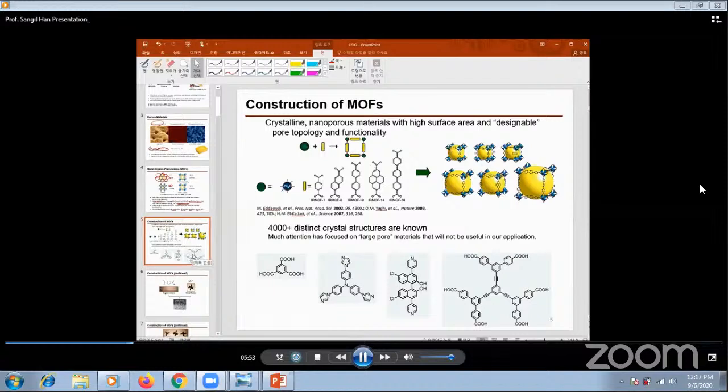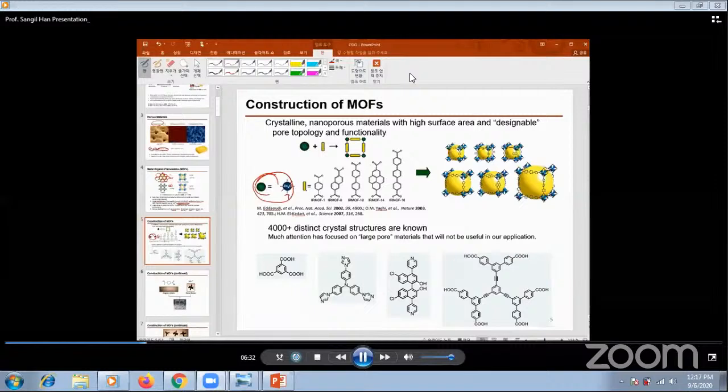So this shows how to design the MOF structures. If you see, this green and zinc oxide are metals, and those form the metal centers, and this yellow is the organic linkers.